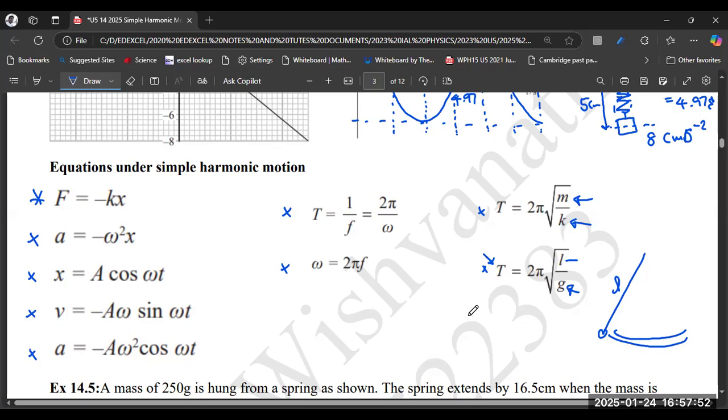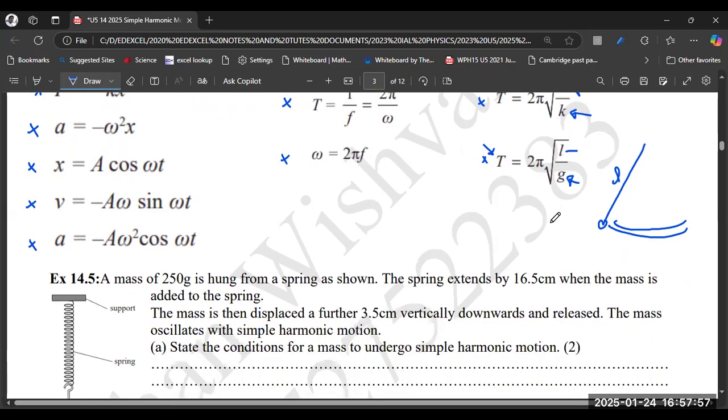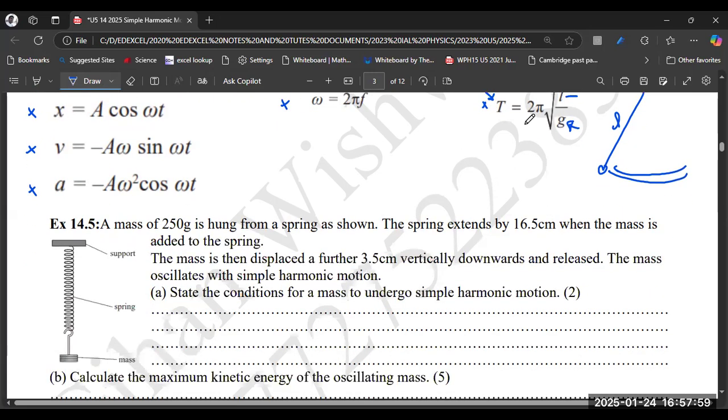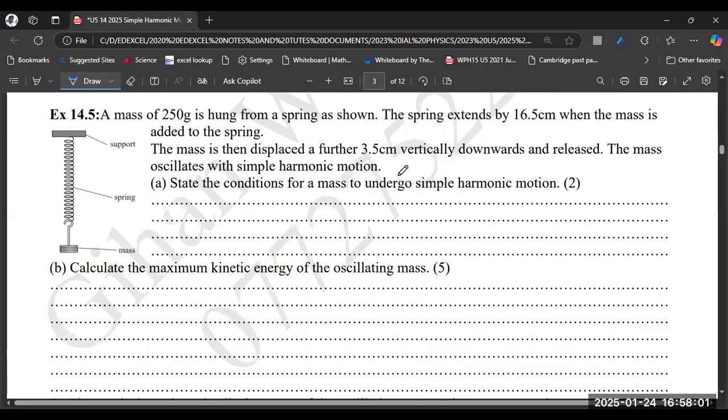The other importance is that this equation helps us find the gravitational acceleration. Right. So in the future, we will meet it. Now we will move on to this question.